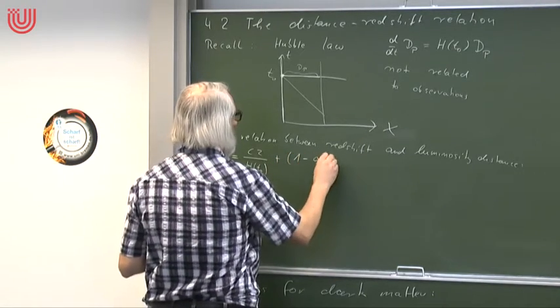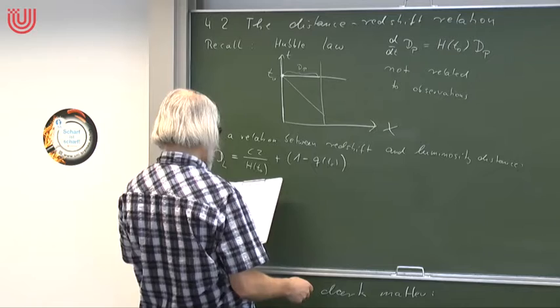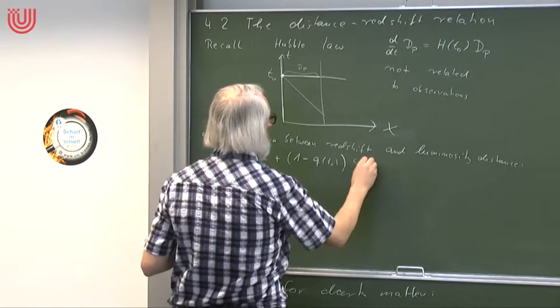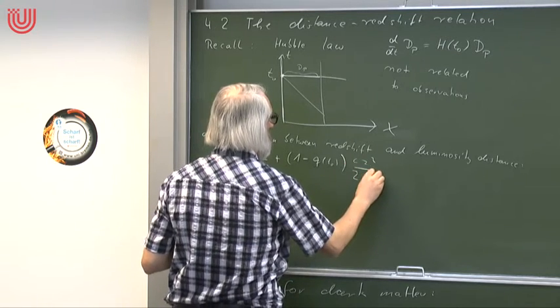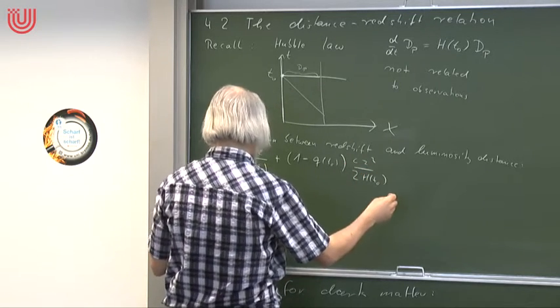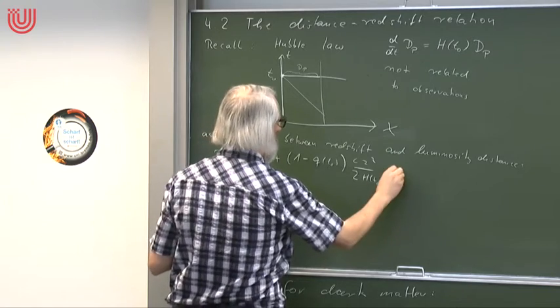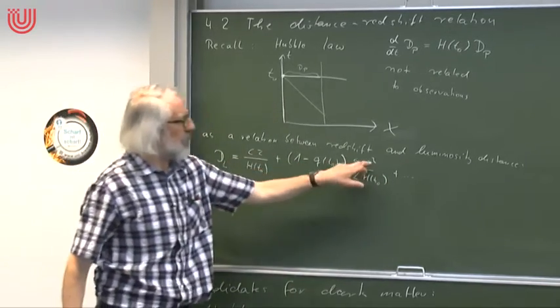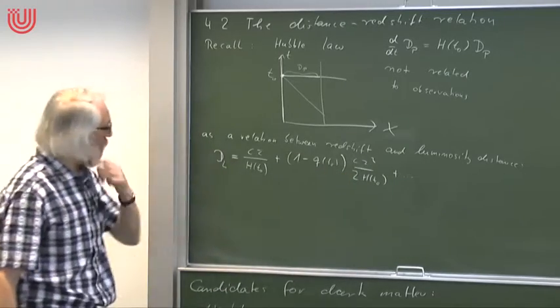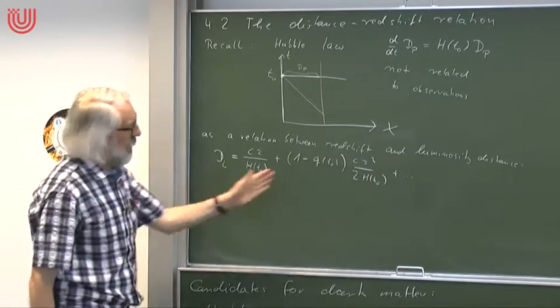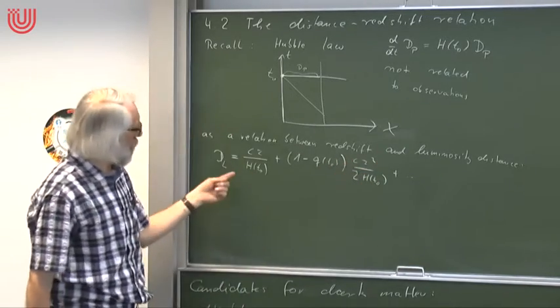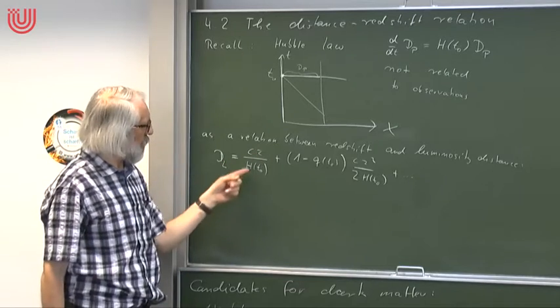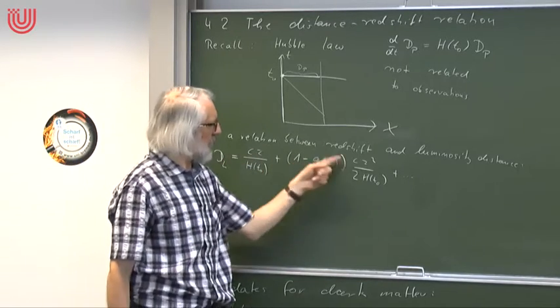This is 1 minus q of t0. What was the factor? cz squared over 2 H of t0 squared. No, H of t0. Okay. And the higher order terms. It's linear in z, quadratic in z, then comes the cubic term, and so on. So if we are satisfied with the second order, we have 2 parameters in the game, the Hubble constant and the deceleration parameter.